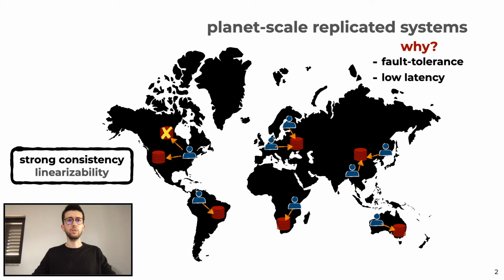And the way we're going to achieve this is with state machine replication, or SMR. In SMR, the system is defined by a deterministic state machine, and there is a protocol that determines the order in which commands are executed at each replica.